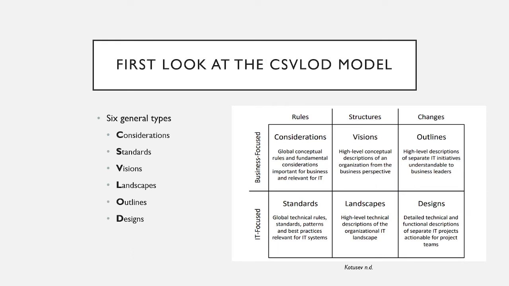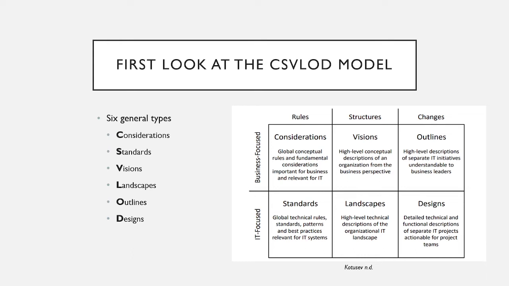So, what are these 6 types? We have 6 types, and they are considerations, standards, visions, landscapes, outlines, and designs. These 6 types of EA artifacts constitute the overarching CSVLOD model of enterprise architecture, providing the basis for what CSVLOD represents. It goes much more into depth than just what you hear here when put into practice.